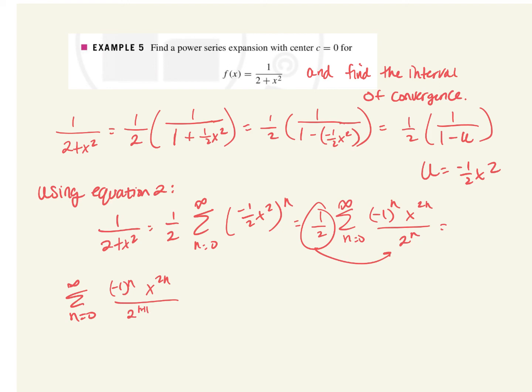So this expansion is valid if our u, absolute value of it, is less than 1. Or, if we manipulate this a little bit, the negative obviously doesn't matter because it's in the absolute value. Multiply by 2, square root it. We need to stay between root 2.